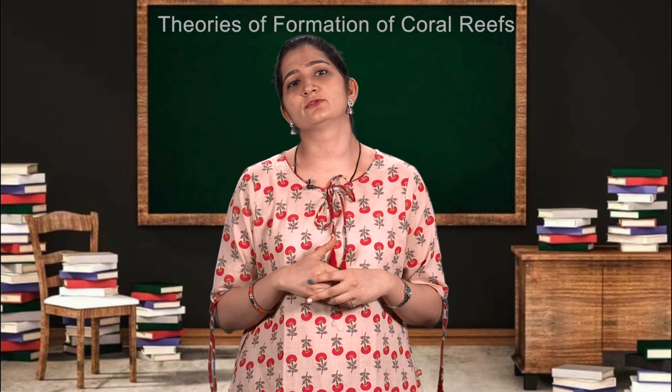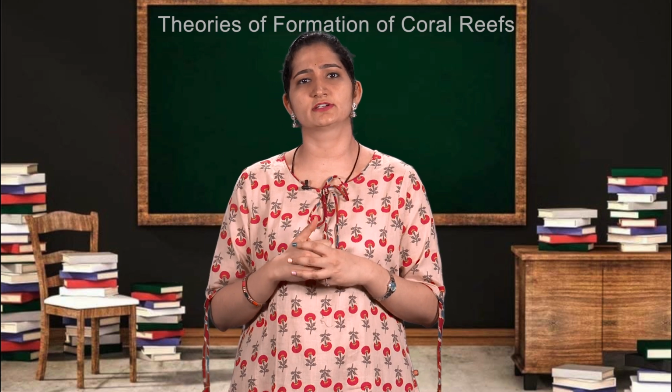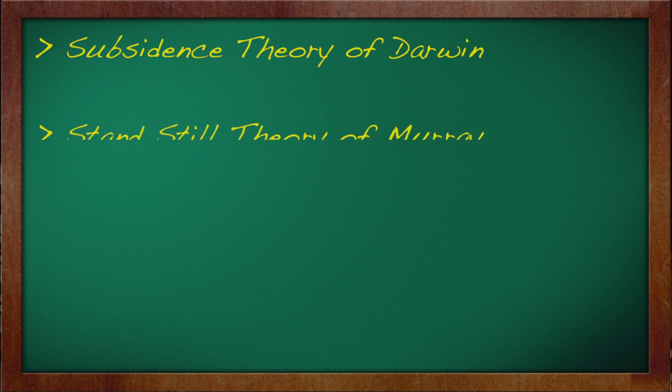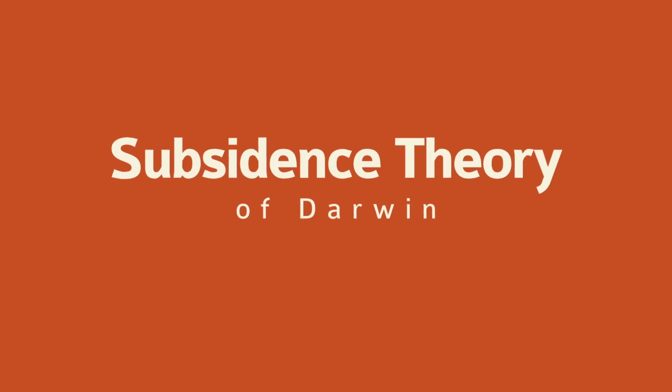Theories of the formation of the coral reefs. The following points highlight the four main theories of the coral reefs and atolls. The theories are subsidence theory of Darwin, standstill theory of Murray, glacial control theory of Daly, concept of W.M. Davis. Subsidence theory of Darwin.